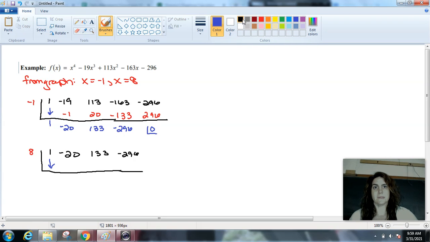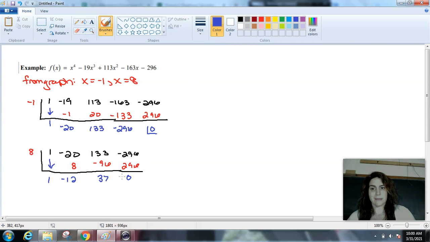Okay, so I drop this down. I get 1. 8 times 1 is 8. Right, we're going to add those. We get -12. -12 times 8 is -96. Add them together, we get 37. 37 times 8 is 296. Add it together, there's my 0.